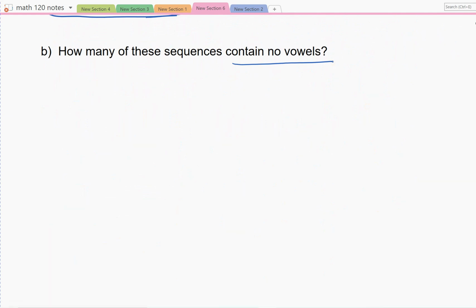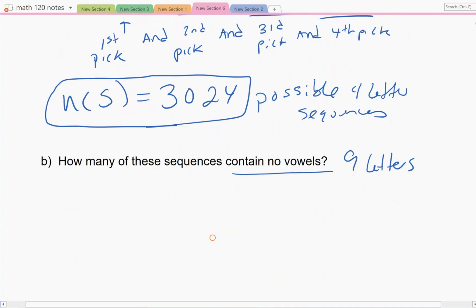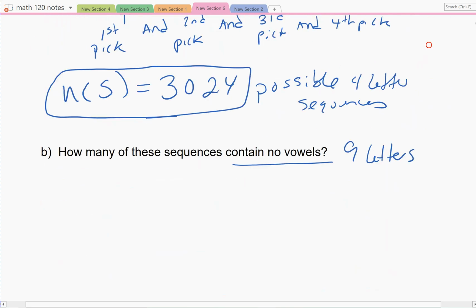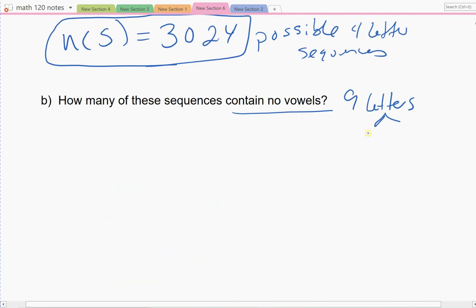How many of them? Well, I had 9 letters total in the word computer. If you go back and look at the word computer, 3 of them are vowels, right? The O, the U, and the E are vowels, which means 6 of them are not vowels. So in the 9 letters, there are 3 vowels and 6 that are not vowels. They're consonants. Alright, and these are the ones I want to select from. I'm limiting myself to those 6.